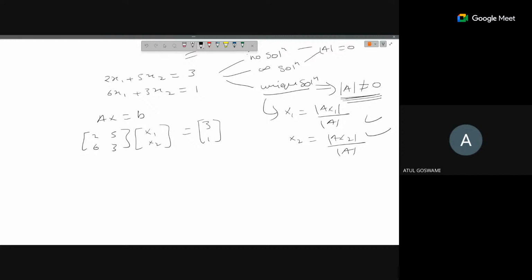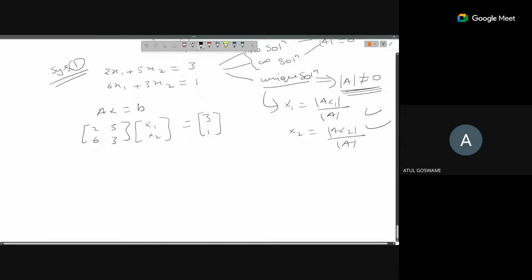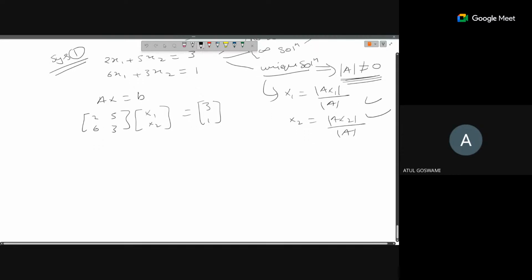What happens if there is no solution or infinitely many solutions? This is system 1. I'll solve one more system for infinite solution. This is a case of unique solution, so we can directly find it using Cramer's rule, but still I'll use Gaussian elimination for illustration.